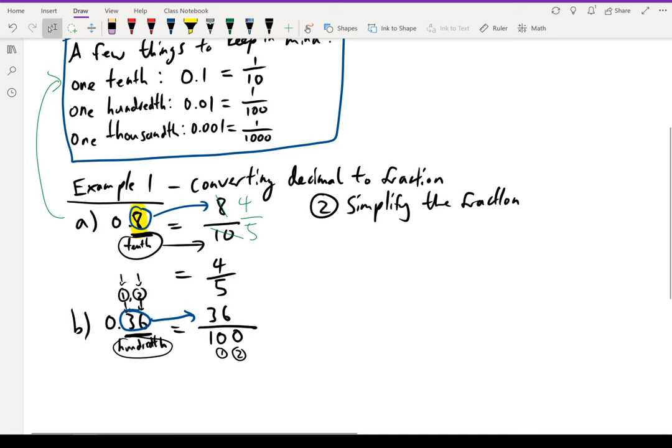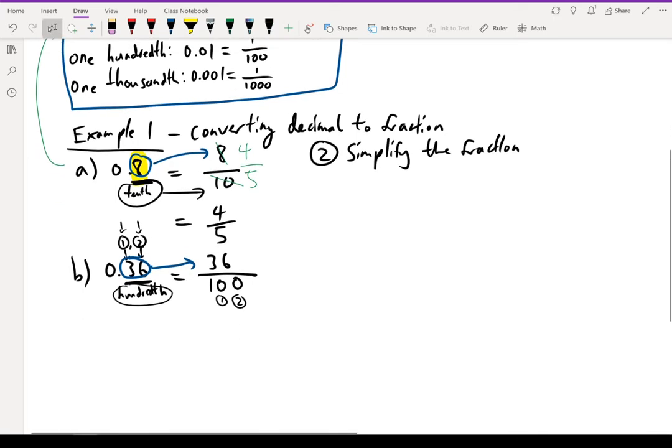Now we've done step 1. Step 2 is simplify again. 36 and 100. How do we simplify? I can just keep dividing both of them by 2.